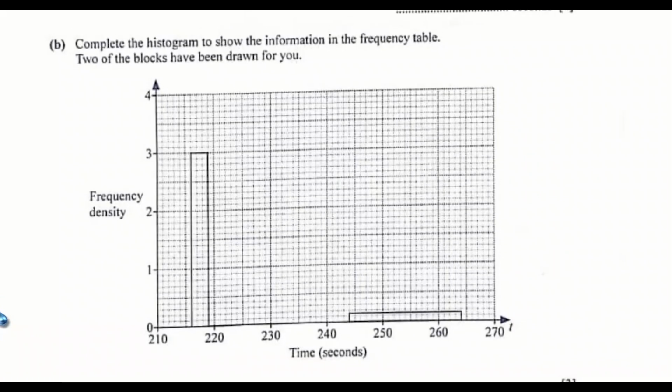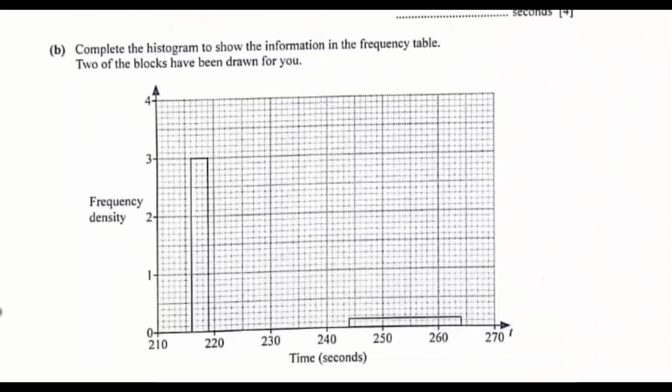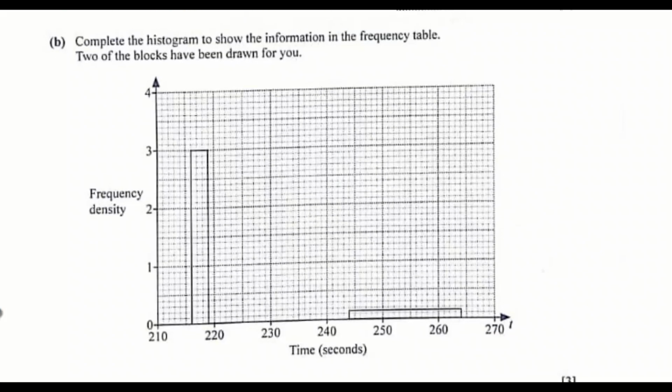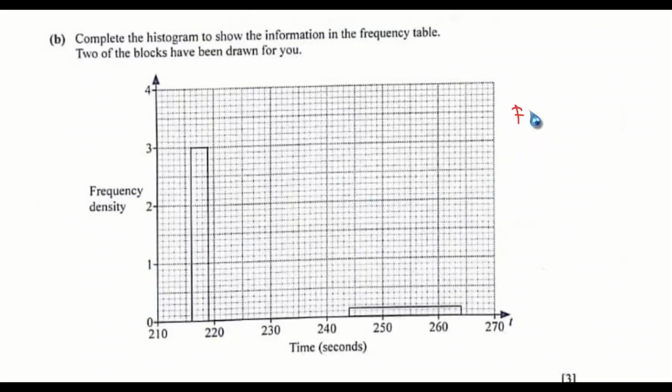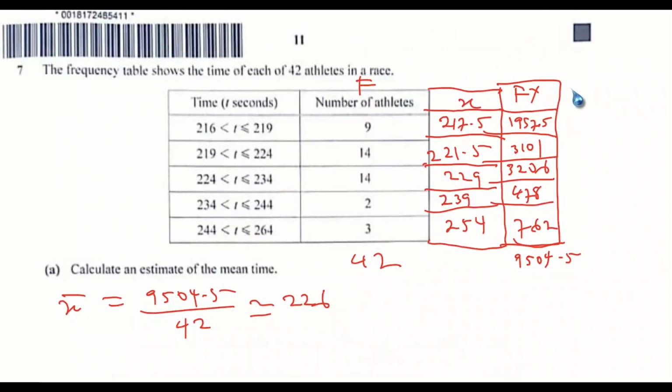Okay, since we don't have equal intervals in each of the class intervals, we need to find the frequency density. The frequency density is given as frequency over the class size. So if you scroll up, you can add another column here, let's say FD for frequency density. The first one will be 9 divided by the class size, that is 3.